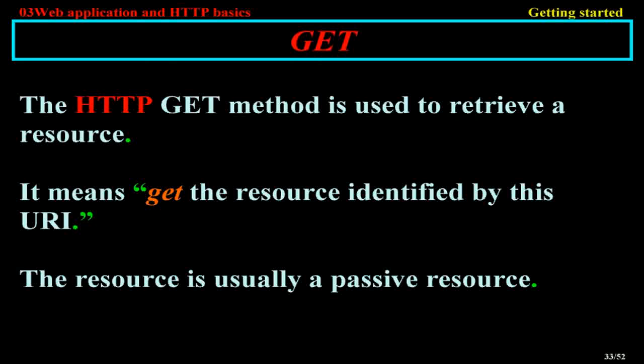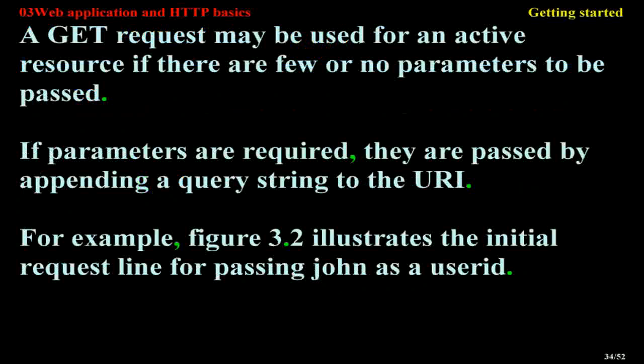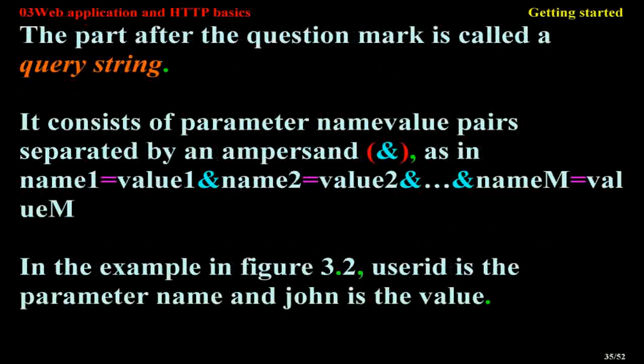The resource is usually a passive resource. A GET request may be used for an active resource if there are few or no parameters to be passed. If parameters are required, they are passed by appending a query string to the URI. For example, Figure 3.2 illustrates the initial request line for passing John as a user. The part after the question mark is called the query string.